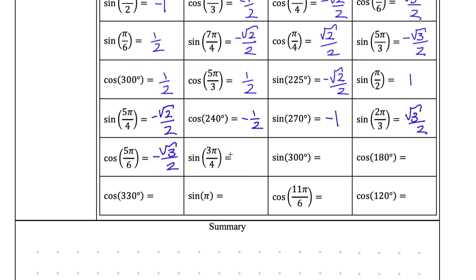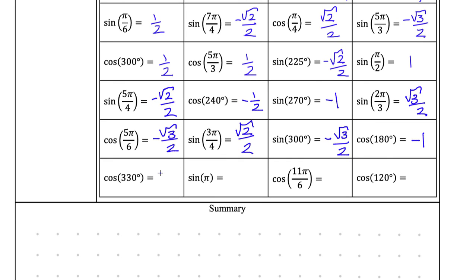Sine of 3 pi over 4 is right there, then square root of 2 over 2. Sine of 300 degrees is right there, and then sine is going to be negative square root of 3 over 2. Cosine of 180 degrees, that's going to be negative 1. Cosine of 330 degrees is square root of 3 over 2. Sine of pi is 0. Cosine of 11 pi over 6 is square root of 3 over 2. Cosine of 120 is, where's 120? 120 is right there, and then cosine is going to be negative 1/2.